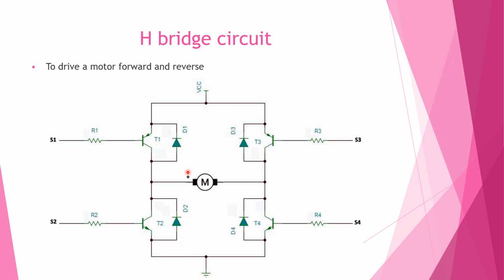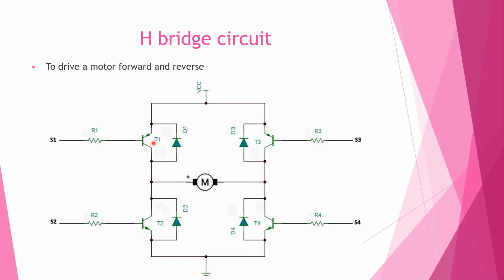Next is an H-bridge circuit. This is a circuit to drive a motor forward and reverse. It can be interfaced through a microcontroller or a processor, any FPGA, any such controller to this circuit. Why it is called H: this is in an H shape. See here, this one like this. It is in an H shape. That's why it is called H-bridge circuit.